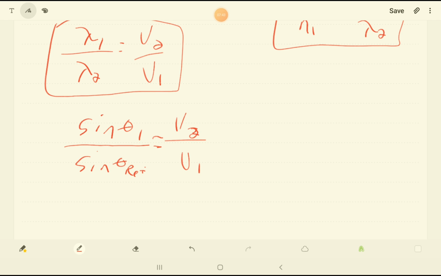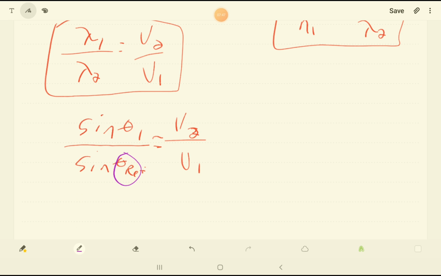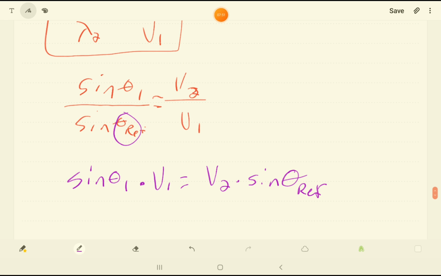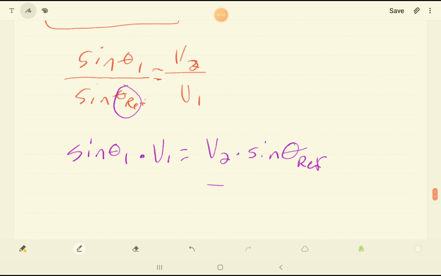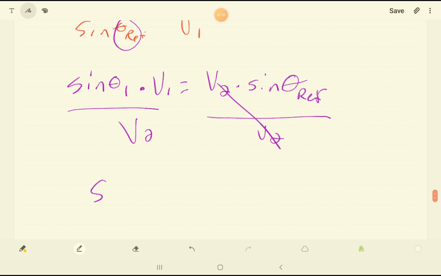Now in the end, what we're trying to do is get the angle of refraction. So we're going to isolate for this angle over here. And I do that by simply cross multiplying, and then I'm going to divide both sides by the V2. And then taking the sine inverse of that will give me my angle of refraction.